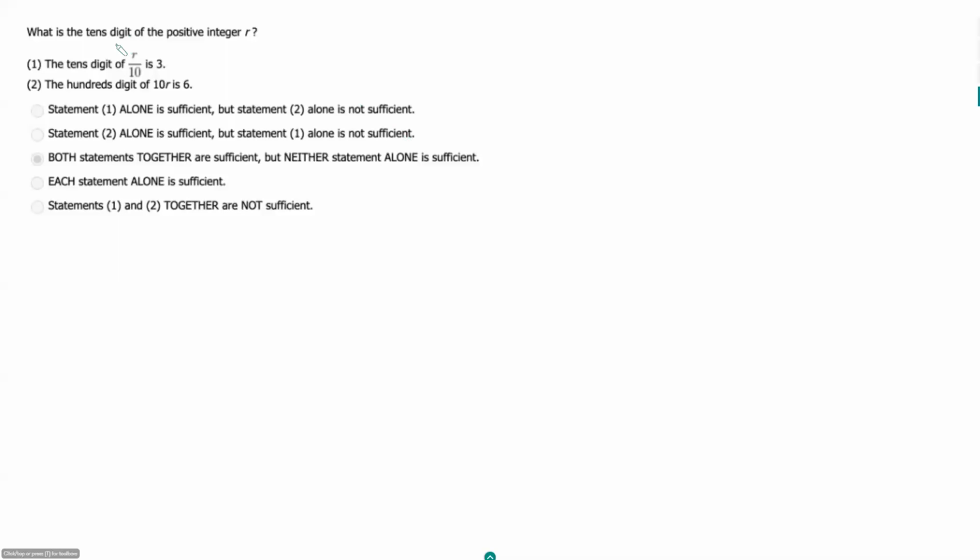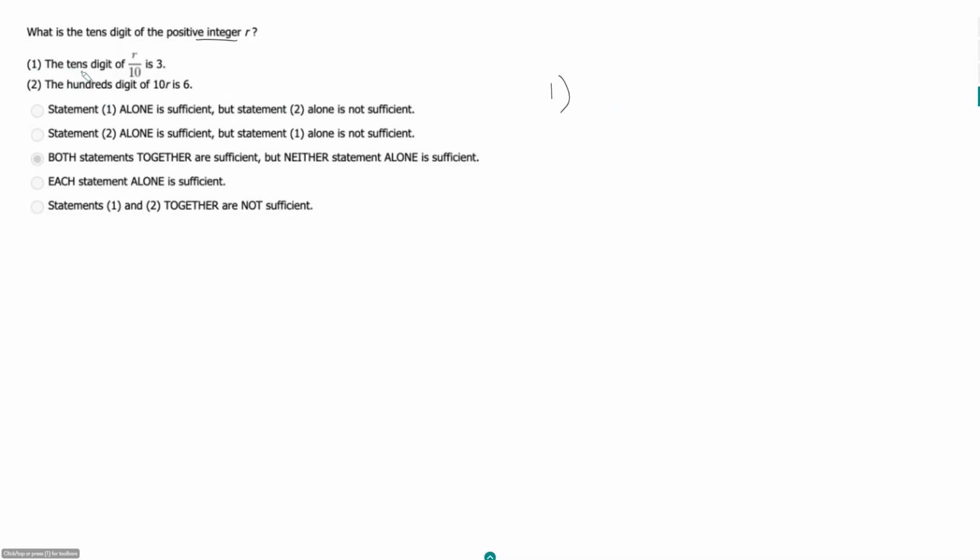What is the tens digit of the positive integer r? So not a lot of information about r from our prompt, although we do know it has to be an integer, and that can be useful sometimes, so don't gloss over it. Other than that, let's look at the statement.